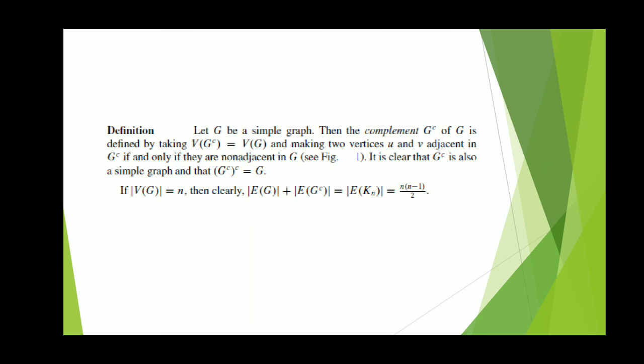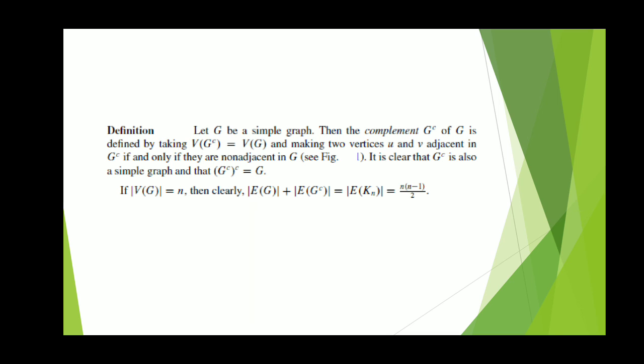Given a simple graph G, the complement of a graph is denoted by G complement. We take the vertex set of G complement equal to the vertex set of G, so there are no changes in the vertex set, but two vertices U and V are adjacent in G complement if and only if they are non-adjacent in G. So if U and V are adjacent in G complement, then these must be non-adjacent in G.